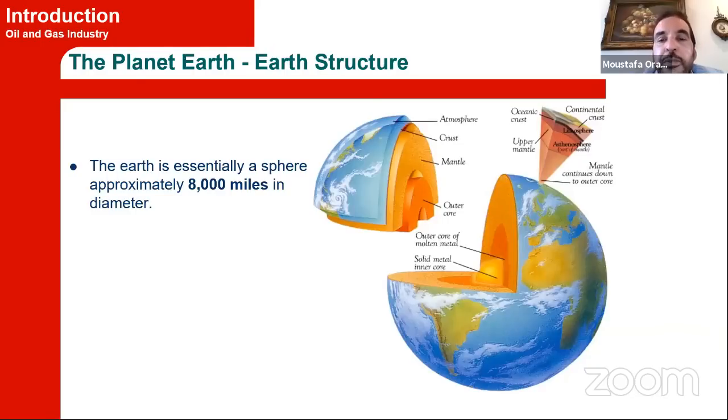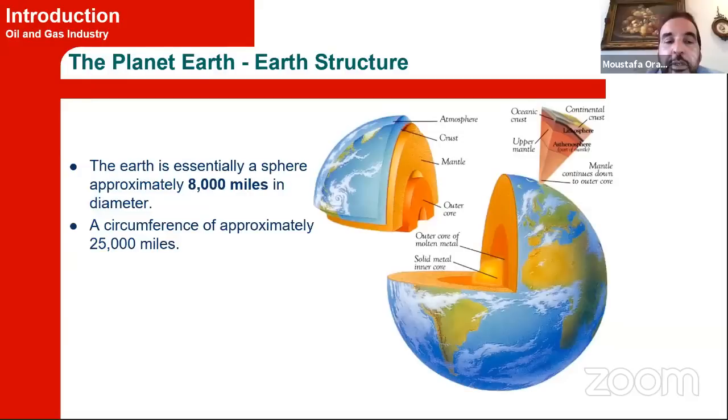We're actually producing from the crust, the very first part of the earth that we deal with. We don't go all the way deeper to 8,000 miles or anything. We cannot do that. We just produce from the crust. We'll talk about the crust and the deposition in a minute, okay? So this is what the diameter of our earth is. Well, if you have the diameter, you can calculate the circumference. The circumference of the earth is about 25,000 miles. So we have the circumference of the earth. We know the diameter of the earth. Also, we know the age of the earth. The age of the earth is approximately 4.5 billion years, okay?